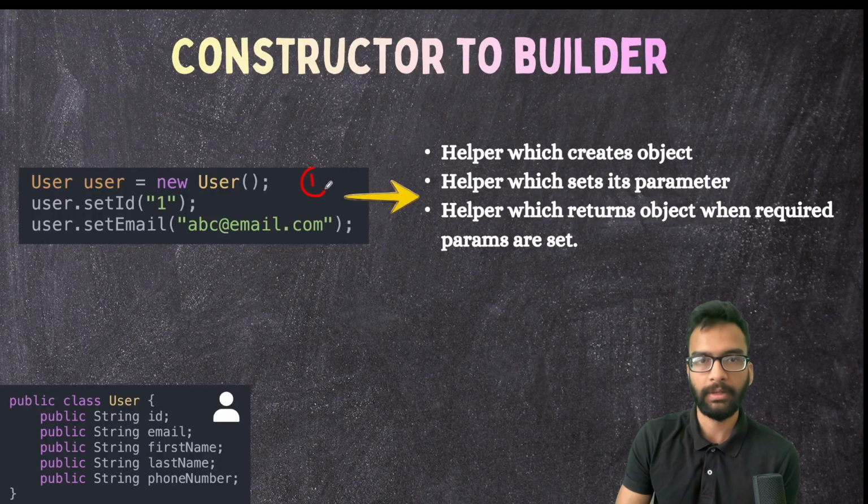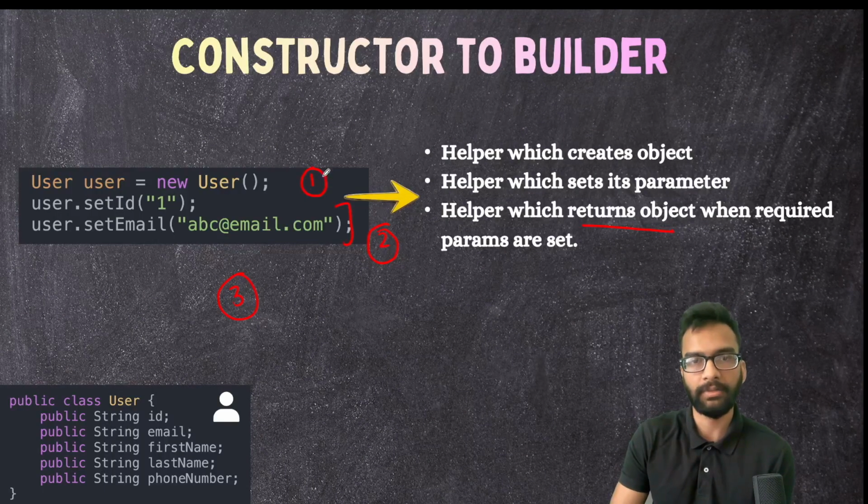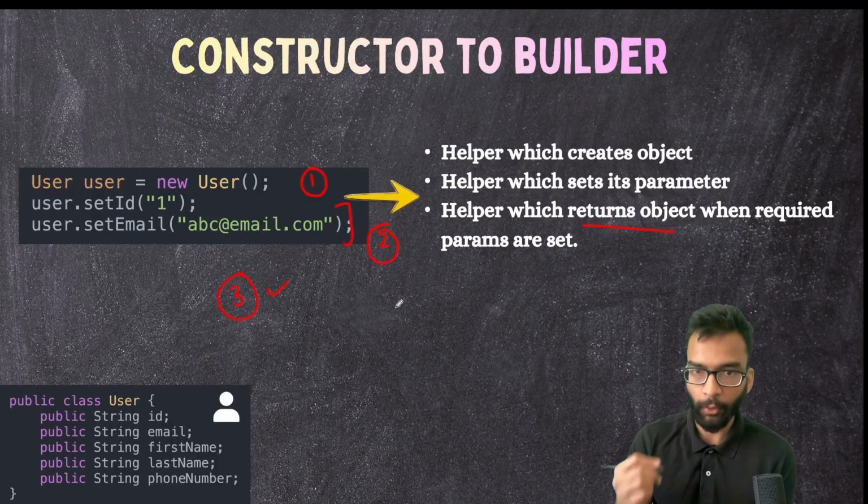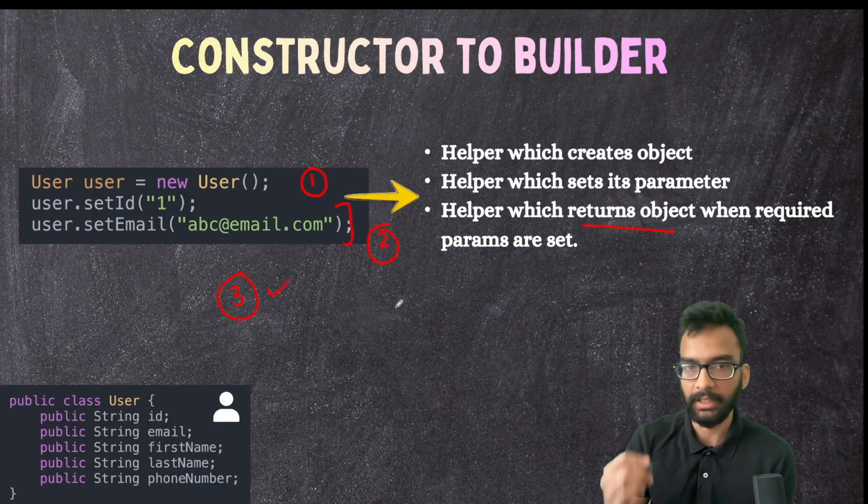This is the first step which creates an object for us. Then we need that helper to set objects on behalf of us, and after these two are done, we want it to return the object. The object is created at first. We want the object to be created, but we want it to be setting the fields, and only after setting the fields it returns to us. So this is exactly what the builder design pattern does for us.